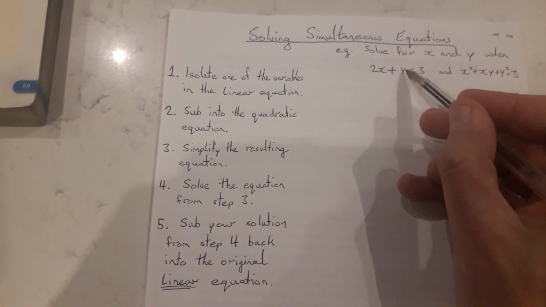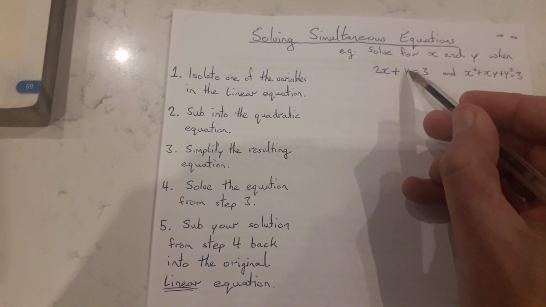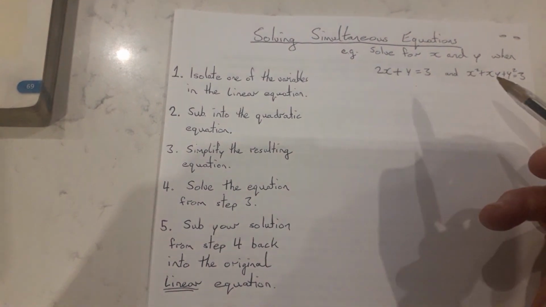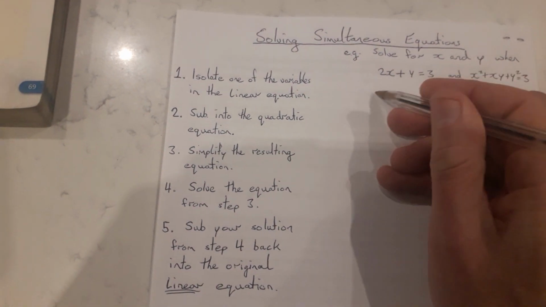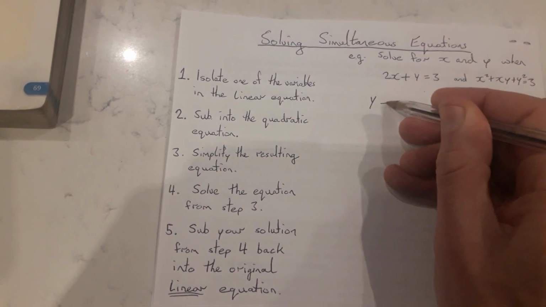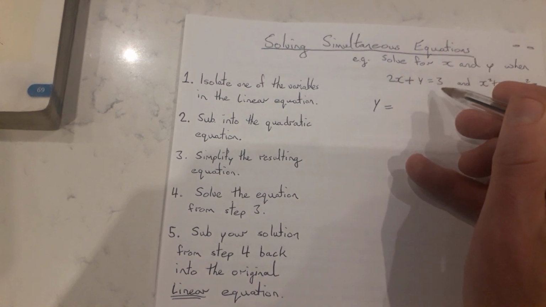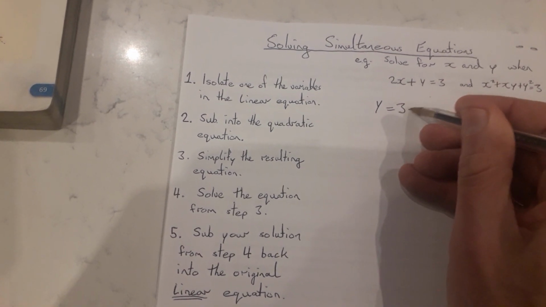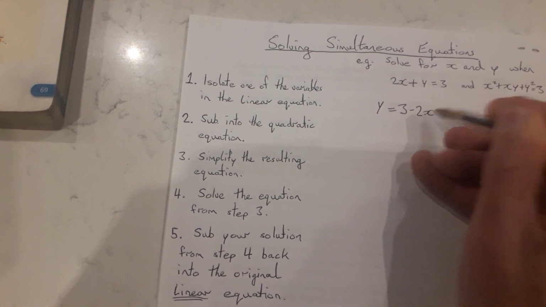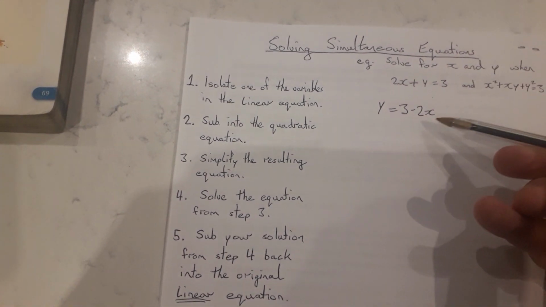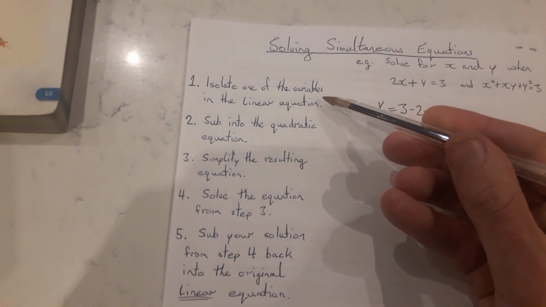In this case, it's easier to get the y on its own because there's a coefficient of 2 in front of the x. So I'm going to call it y is equal to, and I'm going to move the 2x over to the other side, making it a minus 2x, and you simply have y is equal to 3 minus 2x. So that's the first step done.